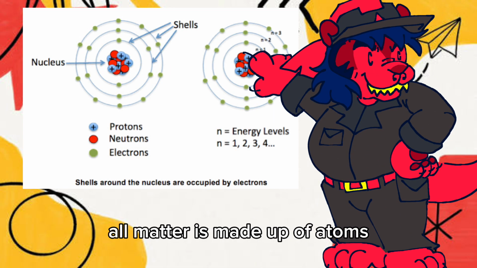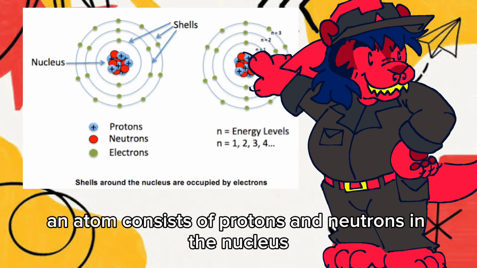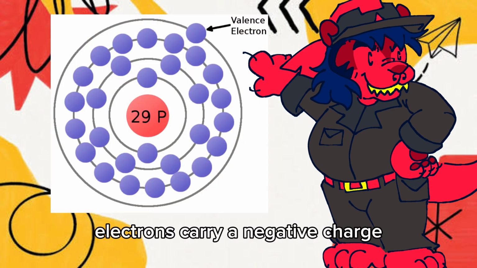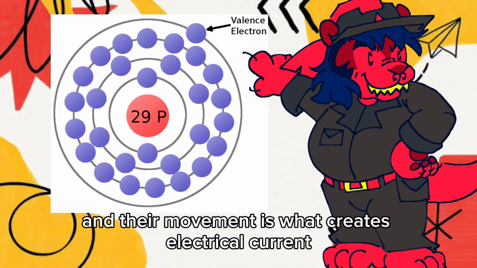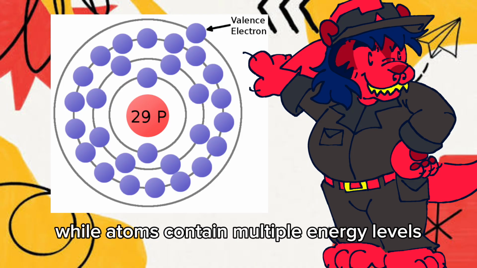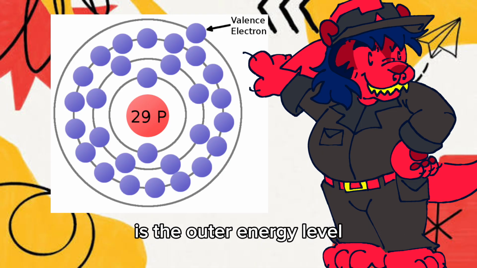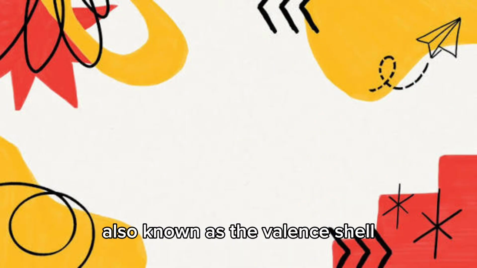All matter is made up of atoms. An atom consists of protons and neutrons in the nucleus, with electrons orbiting the nucleus in energy levels. Electrons carry a negative charge, and their movement is what creates electrical current. While atoms contain multiple energy levels, the most important one when discussing conductors is the outer energy level, also known as the valence shell.